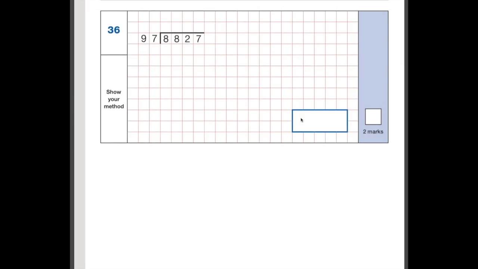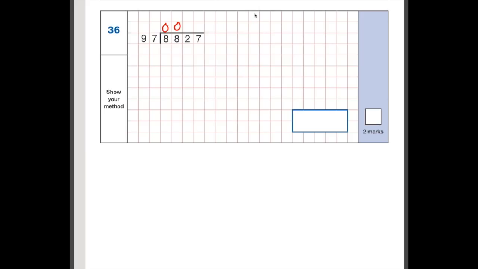Well done if you've made it this far. You're on to the last question. So it's just checking your knowledge of long division. How many 97s go into 8 is 0. How many 97s go into 88 is also 0. So how many 97s go into 882?